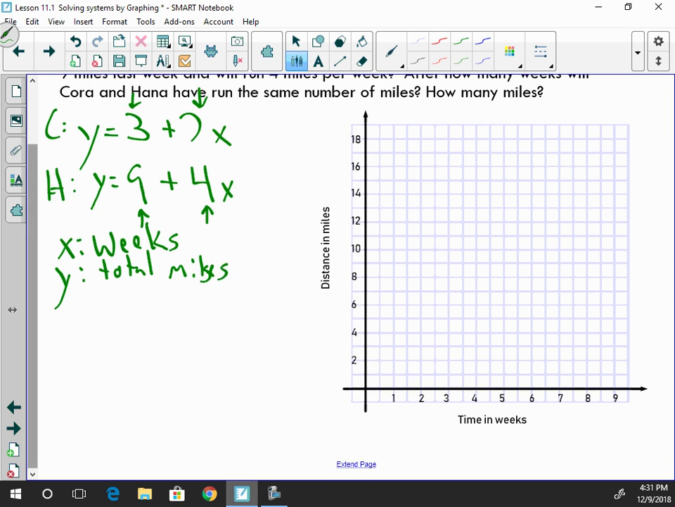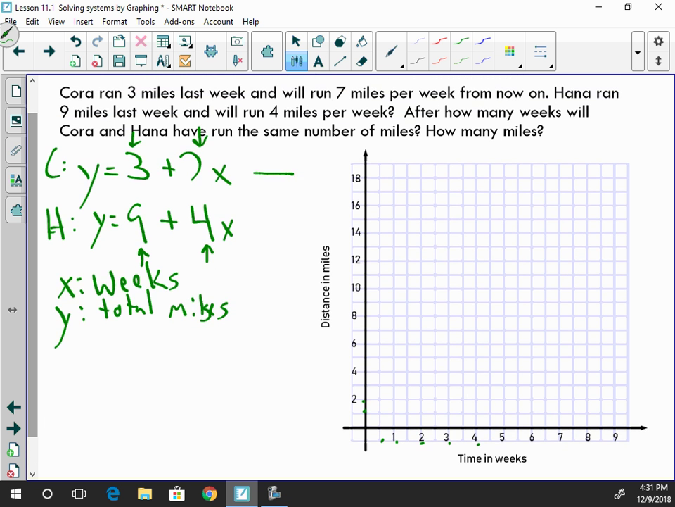I have already pre-numbered my graph here. Notice I'm counting by 0.5s on the X, and I'm counting by 1s on the Y. That's okay. It just made it easier to see what's happening with these lines. Okay, so Cora's line, I'll do that one in green. Y is equal to 3 plus 7x, so I have a y-intercept of 3, which is right here, and I'm going up 7 and right 1. In fact, in this scale, it's actually right 2. So up 1, 2, 3, 4, 5, 6, 7. That's my next point. So this is the line that would show Cora's progress of running and accumulating miles.